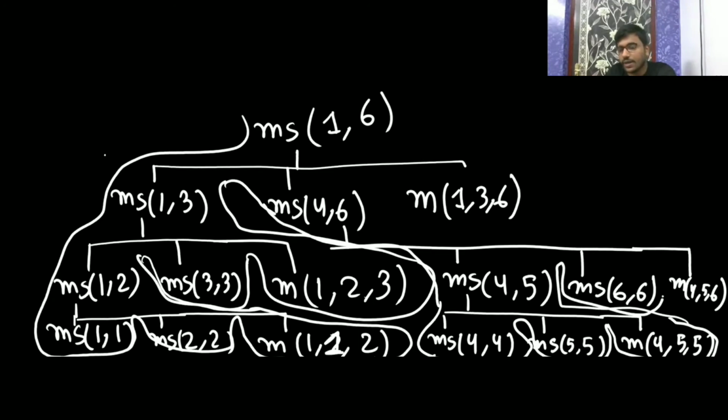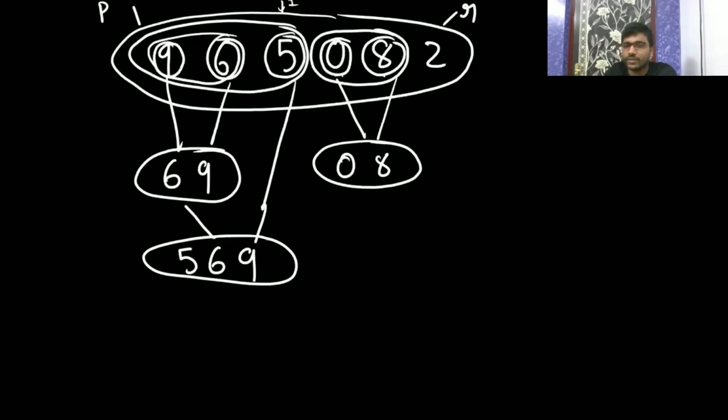Now 6 on 6. On 6 on 6, p is not smaller than q, because 6 is 6. This is p, this is r, p is not smaller than r. So nothing is going to happen, because whenever only one element is there, it is sorted.